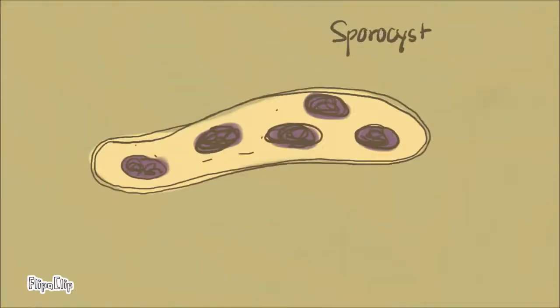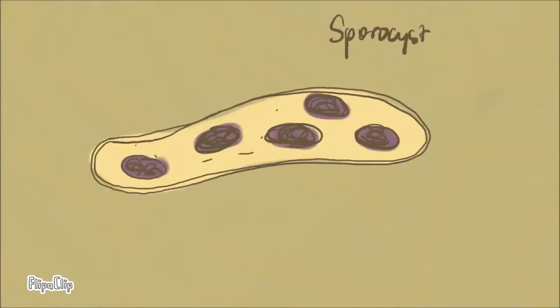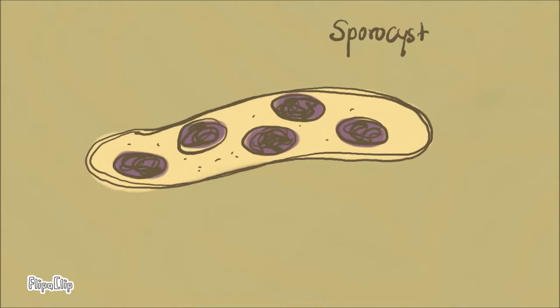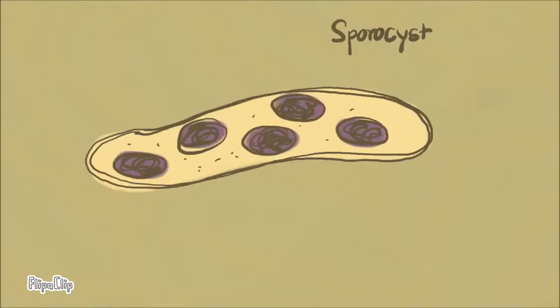We're going to start with the sporocyst. It has a sac-like shape with germ cells in it. At this stage, it can divide to form more sporocysts or rediae, which are contained in the cyst inside the snail's body. The sporocyst has no mouth and gut, but it can absorb nutrients through its body wall.